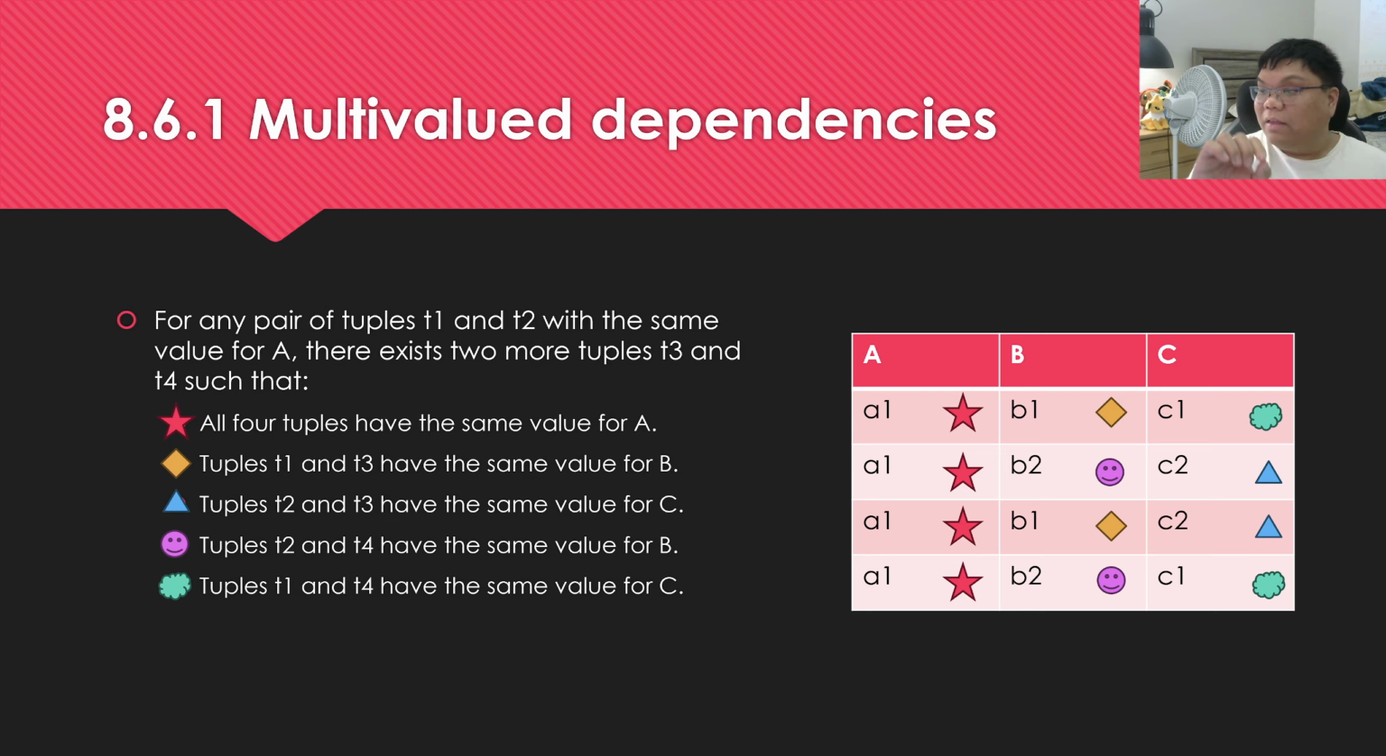We have two different values for B and C each, B1 and B2 for B, and C1 and C2 for C. Basically, there are four tuples for which the value for A is all the same, but the values for B and C are basically every possible combination of B1 and B2 with C1 and C2. So B1, C1, B2, C2, B1, C2, and B2, C1. This is what's going on when we have a multi-valued dependency. If we have four tuples like this, that's a multi-valued dependency.